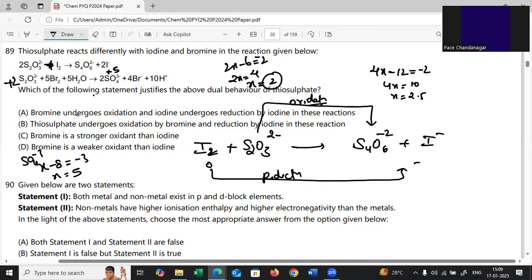Now tell me what the question is about. Which of the following statements justifies the above dual behavior? Both are going on with oxidation only in both the cases, but bromine is a stronger oxidant than iodine. Remember that point. Both are going the same way, but bromine is a stronger oxidizing agent as compared to iodine. Remember this point. Okay, please write this point separately.